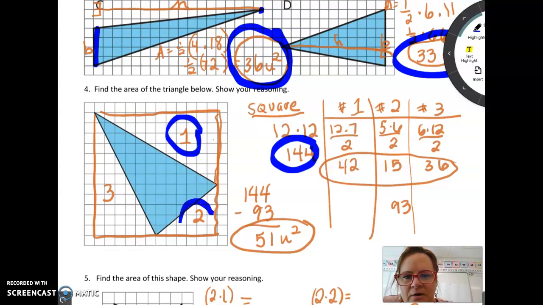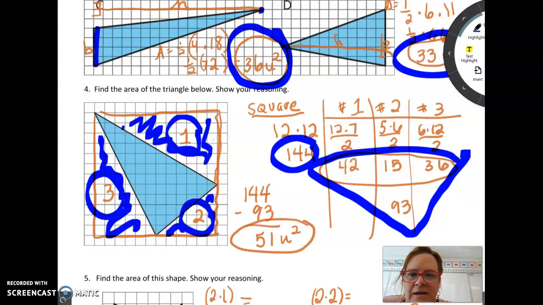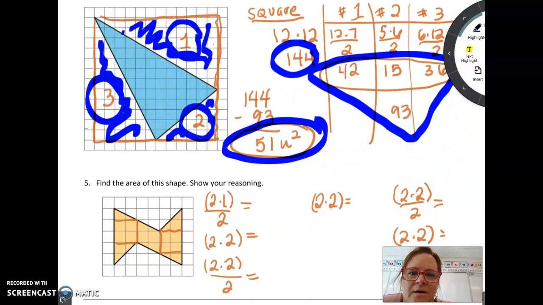Then I found the area of triangle 2. Triangle 2 is going to be half of a 5 by 6, so half of 30 is 15. And then triangle 3 is going to be half of a 6 by 12, so half of 72. So triangle 3 is 36. And then I summed these three together. So 42, 15, and 36. I'm basically taking all of this extra space and adding it together, and I get 93. So I'm going to take that 93 away from the entire area of the square. That was 144, and when I subtract 93 from 144, I end up with 51 square units. See, wasn't that fun?